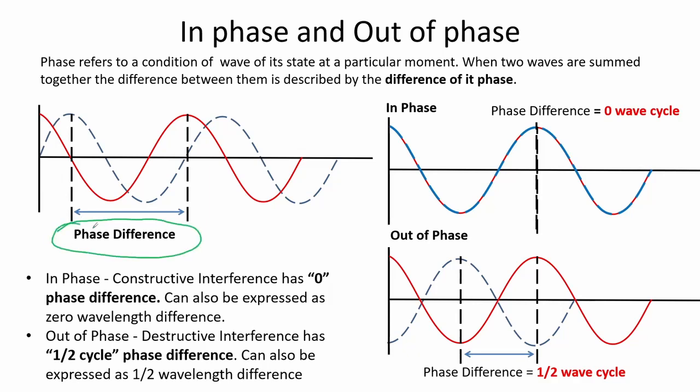So when we say it is in phase, that means that the phase difference is equal to 0. This suggests that they are identical waves moving at the same position all the time, which will give a maximum amplitude when they are summed together.